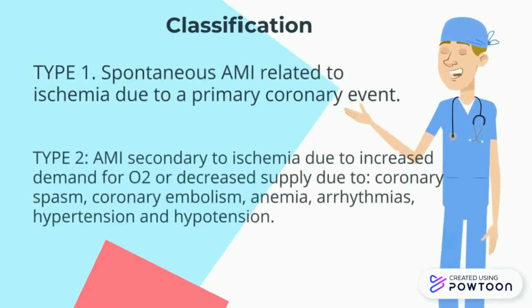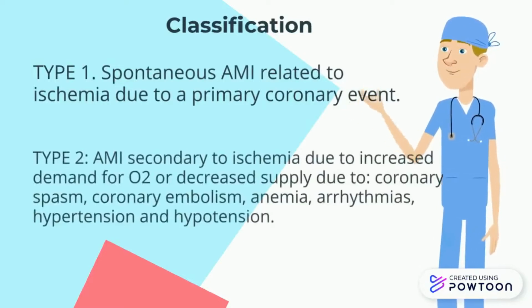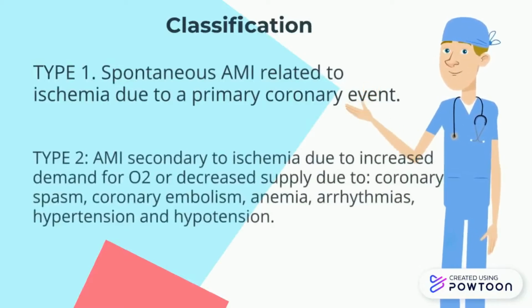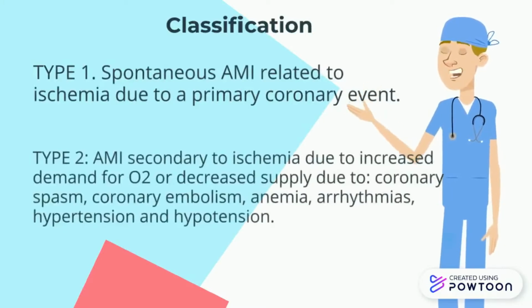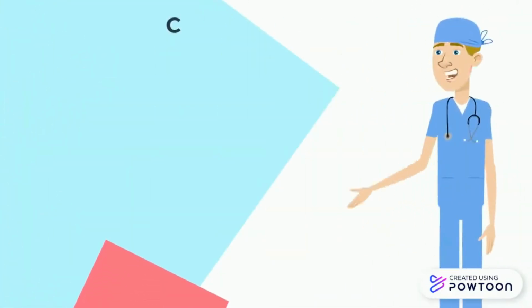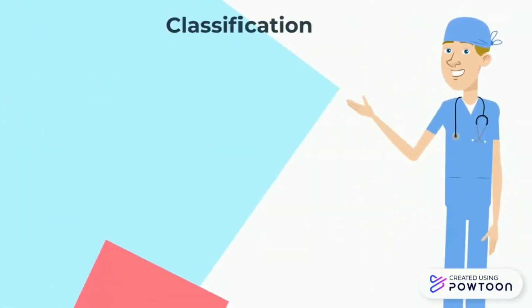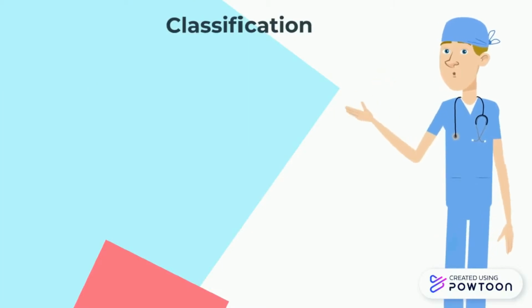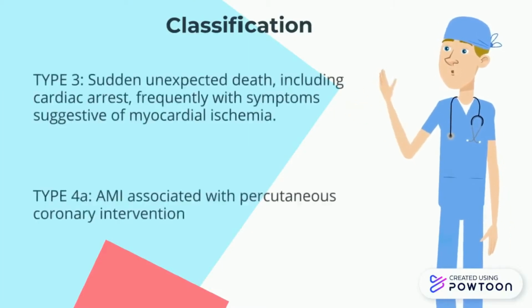Type 2. AMI secondary to ischemia due to increased demand for oxygen or decreased supply due to coronary spasm, coronary embolism, anemia, arrhythmias, hypertension, and hypotension. Type 3. Unexpected death including cardiac arrest, frequently with symptoms suggestive of myocardial ischemia.